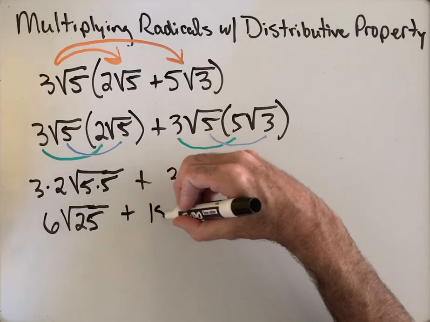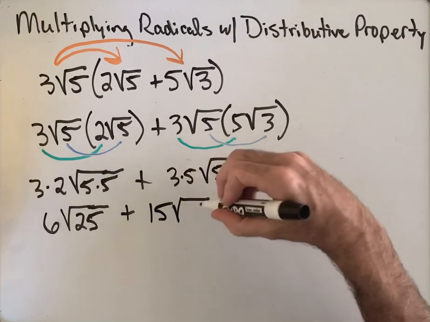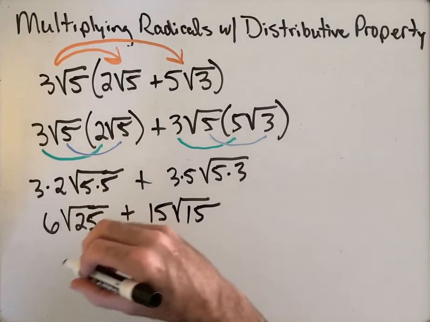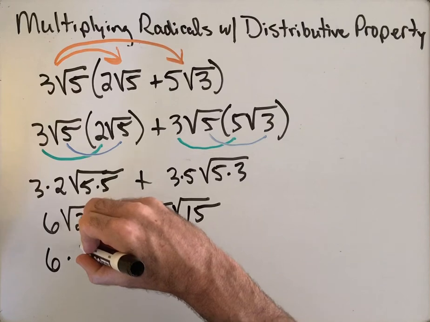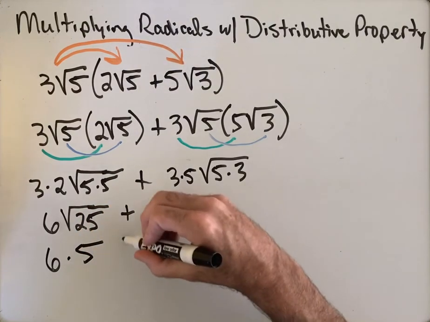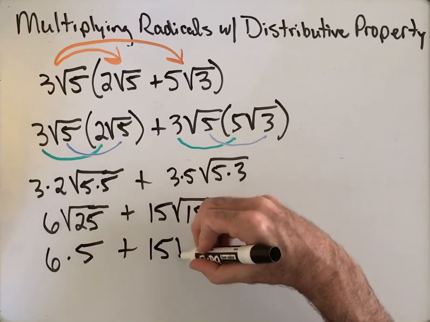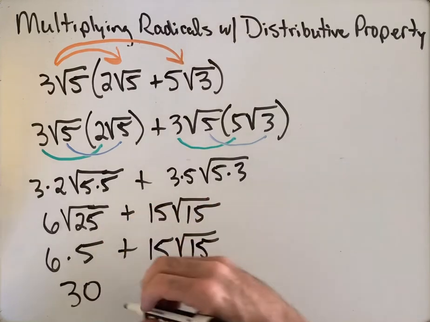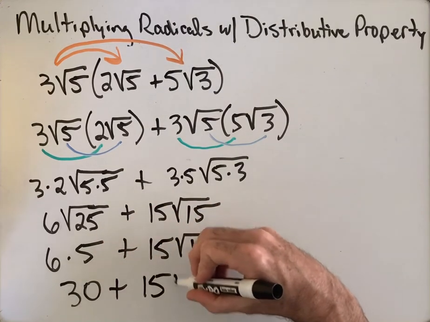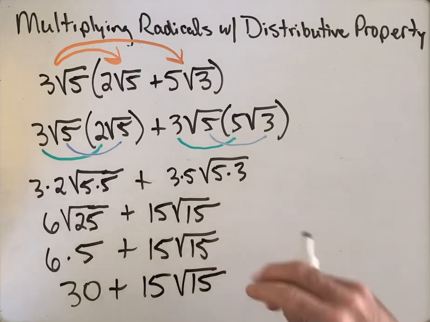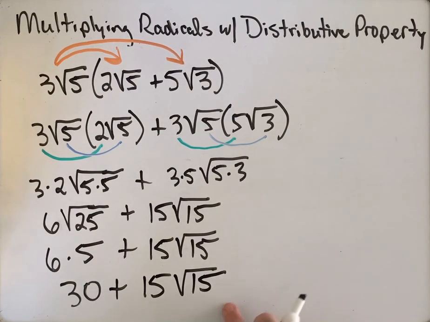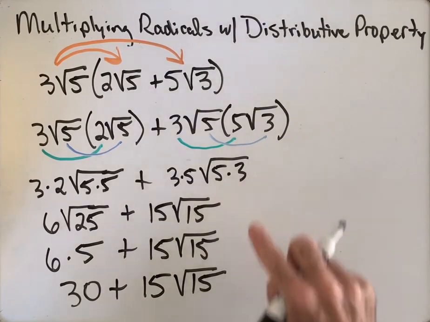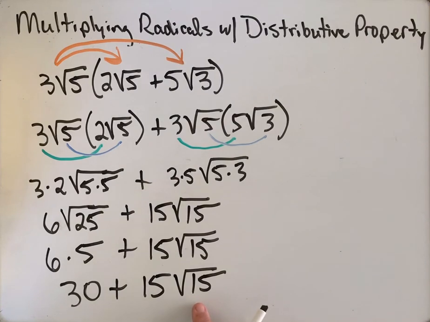3 times 5 is 15. 5 times 3 inside is the square root of 15. Okay, we'll simplify this. 6 times the square root of 25, which we know is 6 times 5, plus 15 root 15. Well, 6 times 5 is 30 plus 15 root 15. We would want to try to simplify this if possible, but if we look back when we first multiplied it, 5 is a prime number and 3 is a prime number, so the square root of 15 is one of the ones that we can't do anything with.